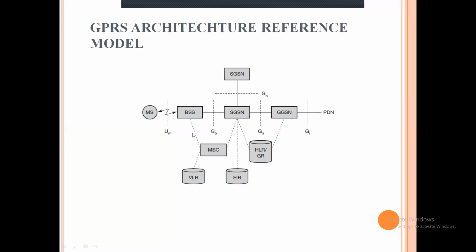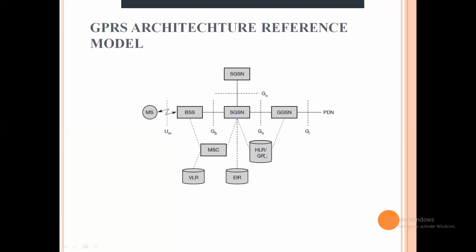These are the several interfaces. As I told you already, Um is the interface between the mobile station and the base station subsystem. Gb is the interface between the base station subsystem and the serving GPRS support node. Gn is the interface between the gateway GPRS support node and the serving GPRS support node. And Gi is the interface between the public data network and the gateway GPRS support node.